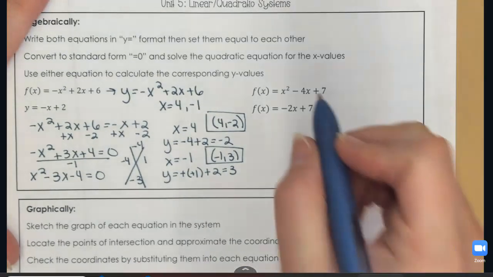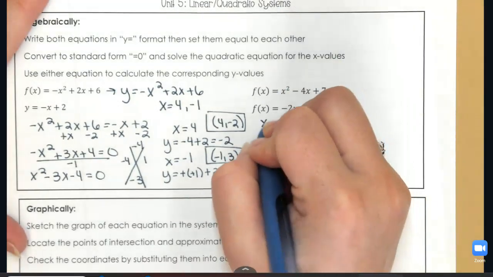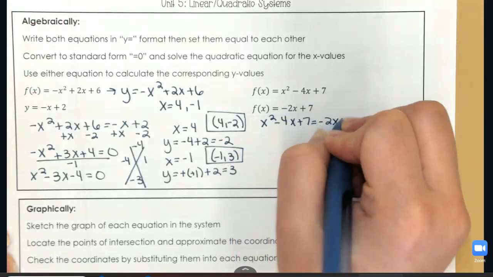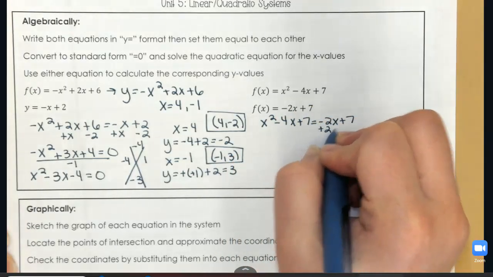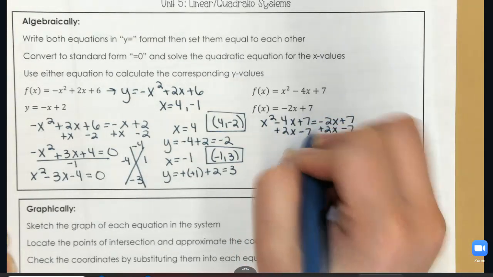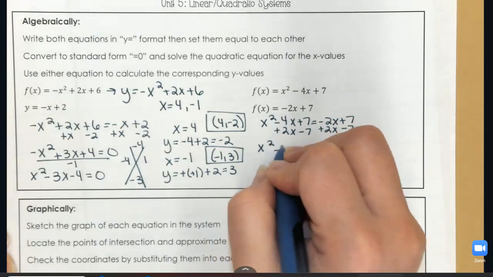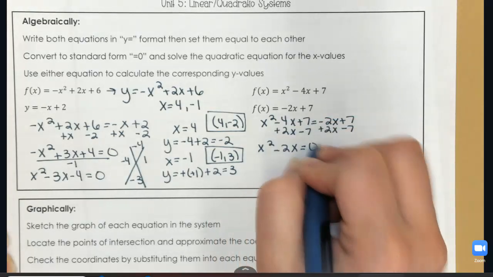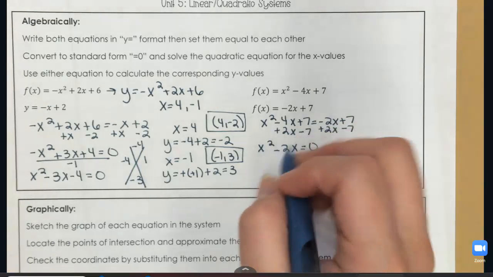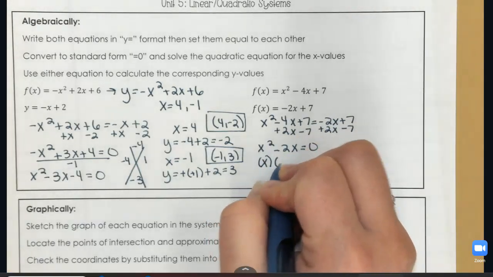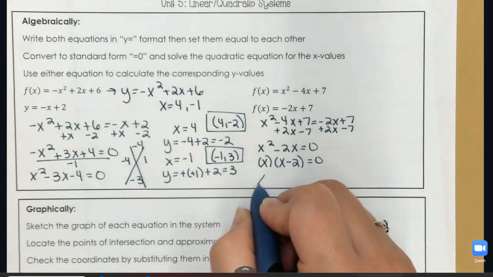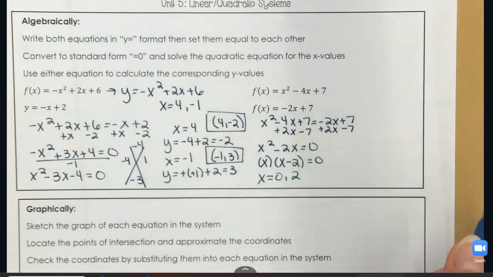All right, let's do the same thing on the next one. I'm going to set these equal to each other. I could take the time to rewrite them in y equals form, but we know what we're going to be doing next. Adding 2x, subtracting 7. So I get x squared minus 2x equals 0. So instead of doing my regular x method here, I'm just going to factor out the common factor of x, and that leaves me with x minus 2. So this tells me my two x values are going to be 0 and +2.